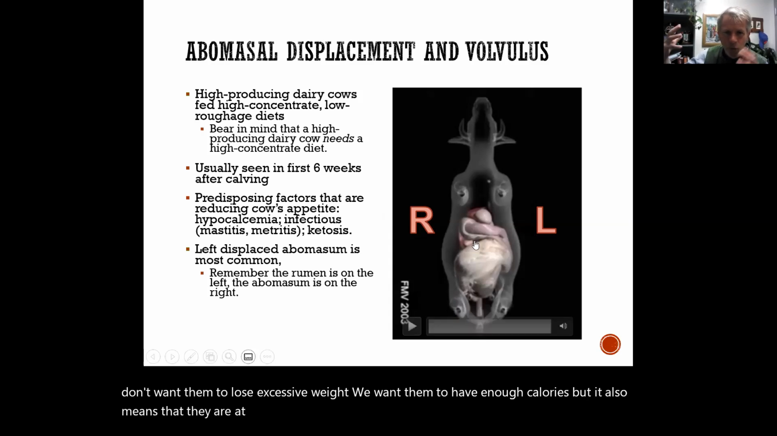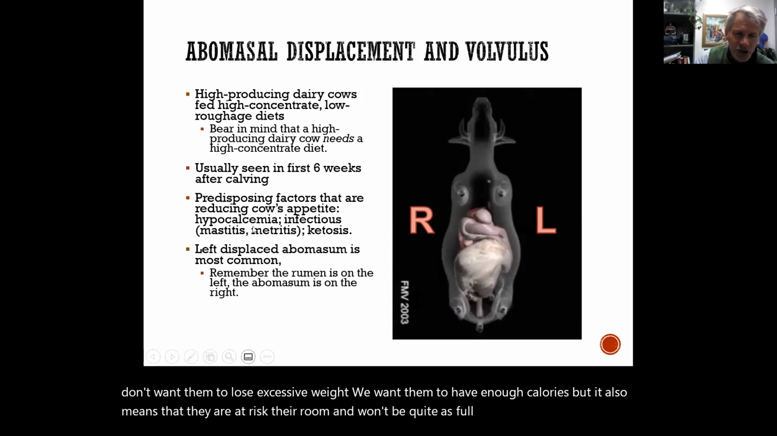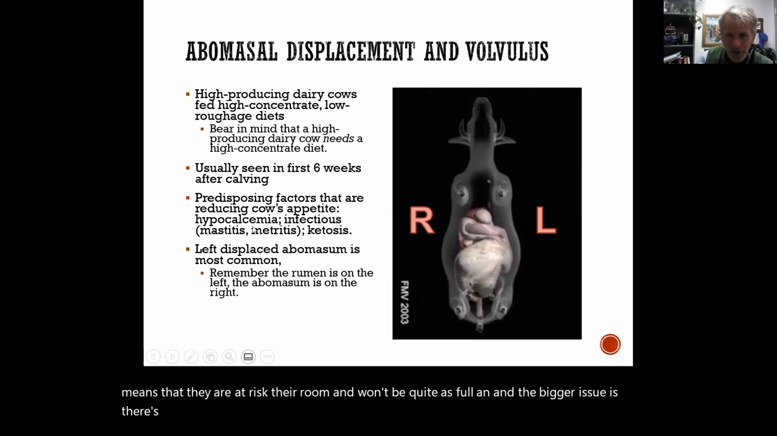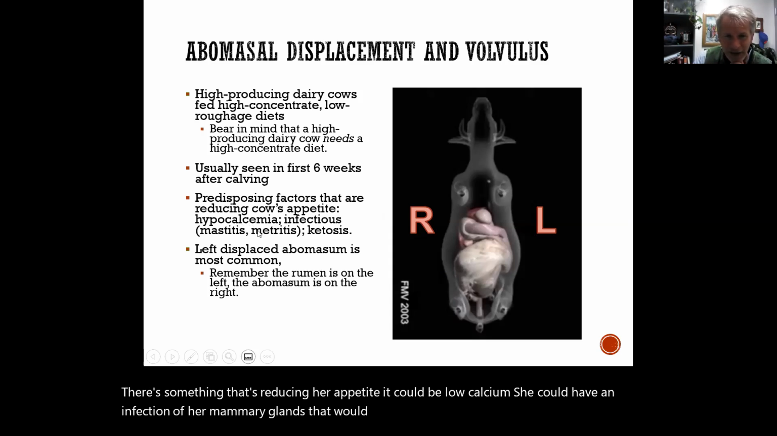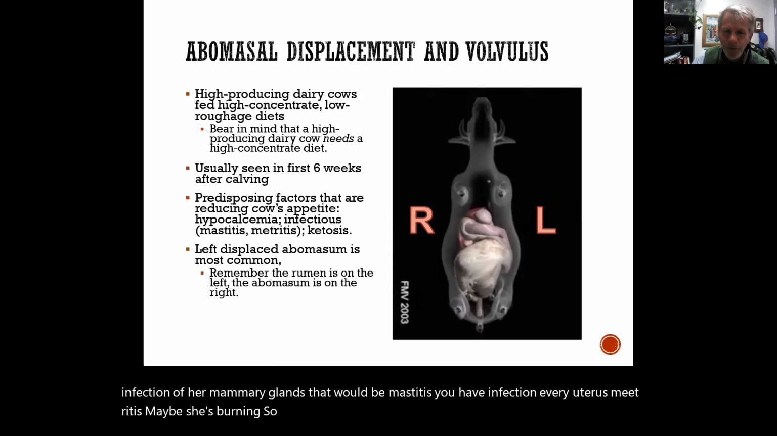Their rumen won't be quite as full, and the bigger issue is there's usually something else that's making the cow not want to eat. There's something that's reducing her appetite. It could be low calcium. She could have infection of her mammary glands, that would be mastitis. She could have infection of her uterus, metritis. Maybe she's burning so many calories that now she's burning excessive fat and getting ketosis.